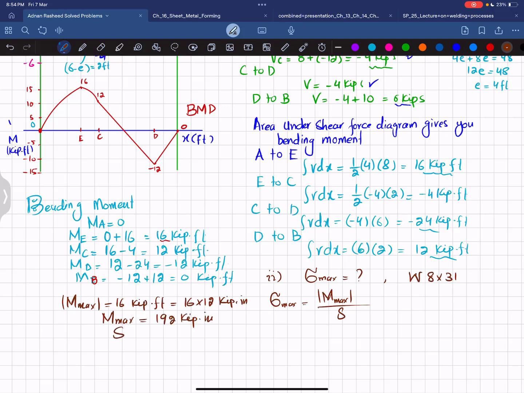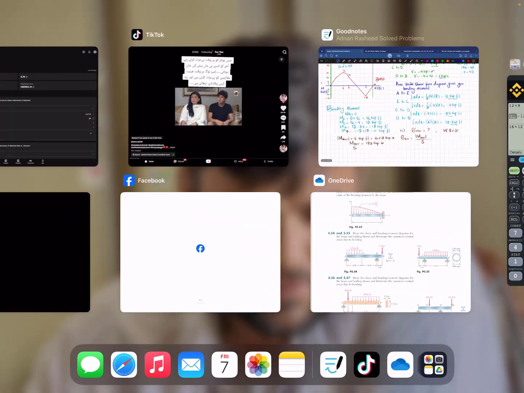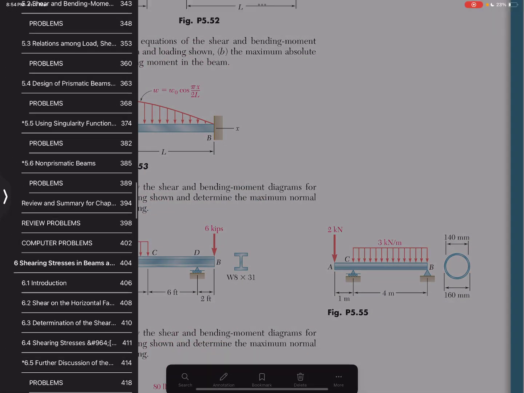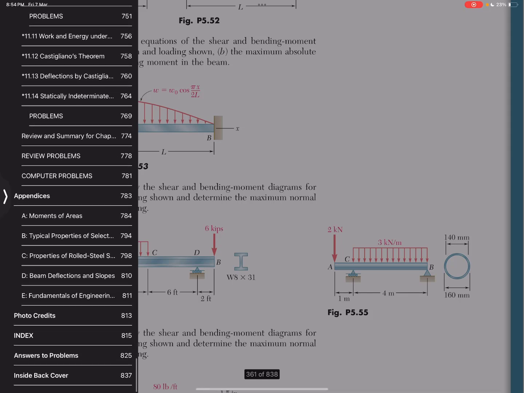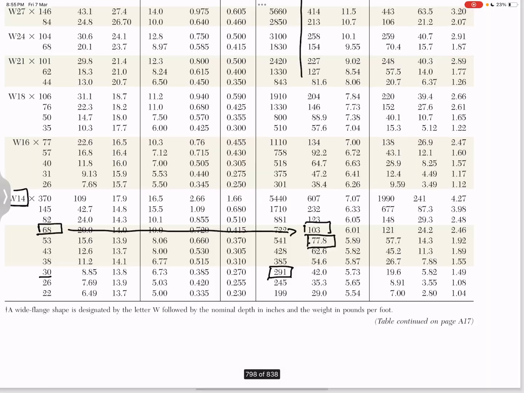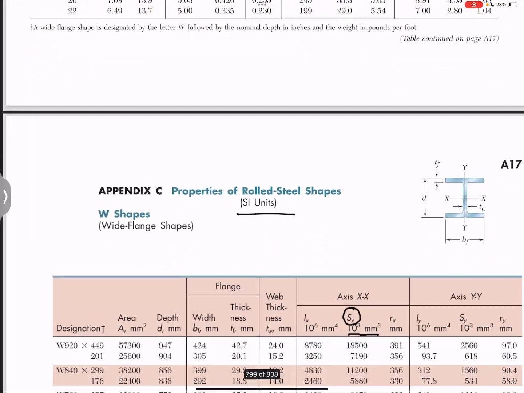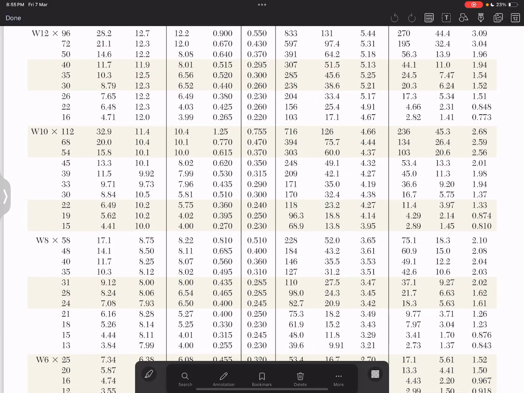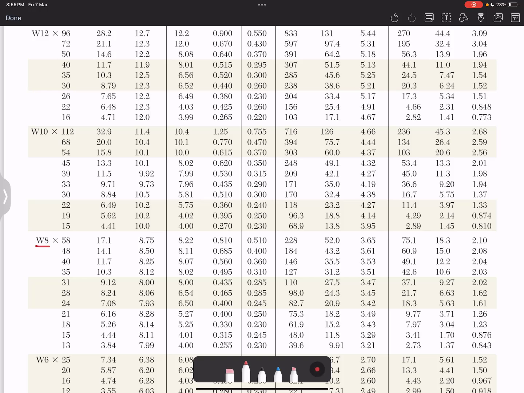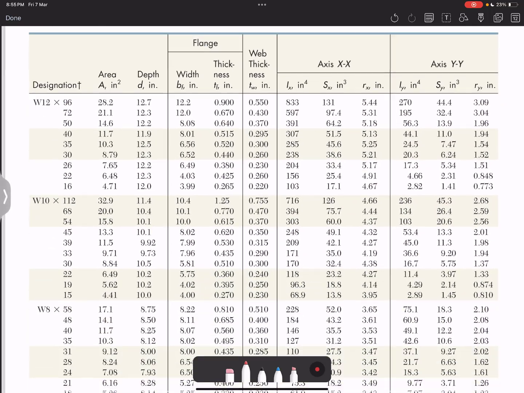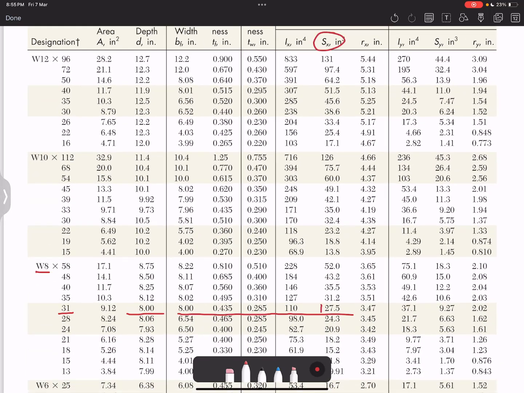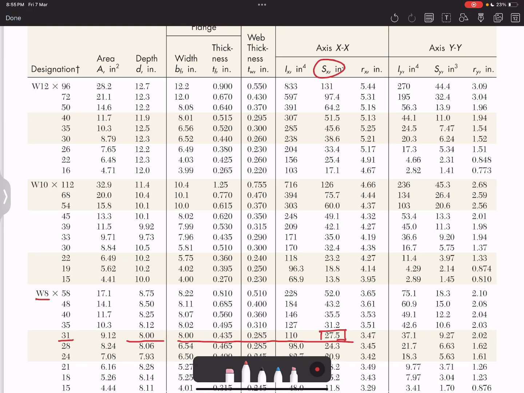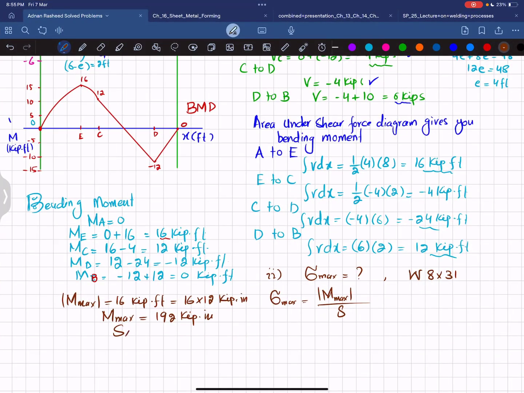Now what about the section modulus? For the section modulus, we have to go to the book, at the end where we have the properties of rolled steel shapes, appendix C. In appendix C, you have to check W8 by 31. Here you can see this is W8 and this is 31. So in this line, you have to search. This is SX, the section modulus, 27.5 cubic inch. So SX is equal to 27.5 cubic inch.